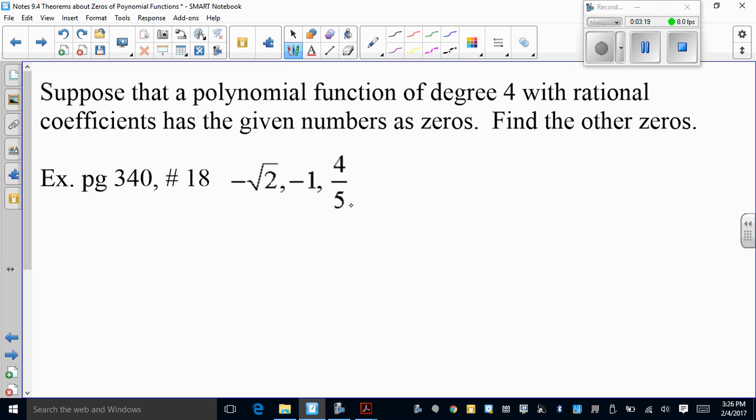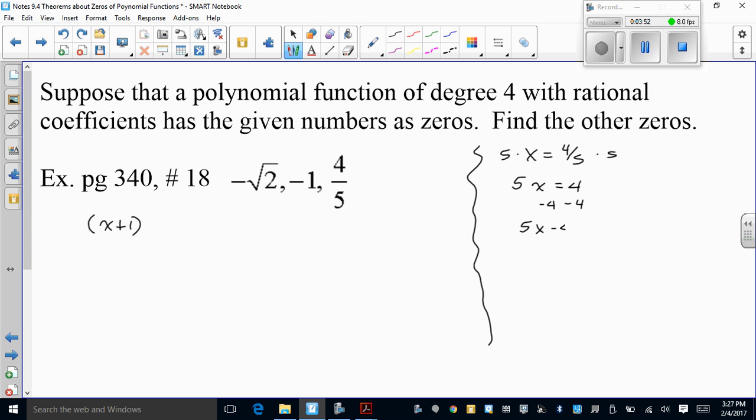Oh, good. They gave us a fraction this time. -1, 4/5, and radical 2. So we got to talk about the fraction. This one, hopefully you know, that's just going to be an x plus 1. Let's talk about the 4/5. So you have x equals 4/5. You do have to get rid of the fraction. Multiply both sides by 5. So now you have 5x equals 4, and then subtract 4 from each side. 5x minus 4 is going to be 0. So this one is 5x minus 4.